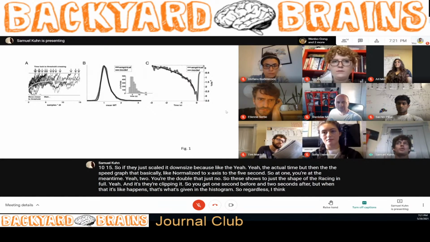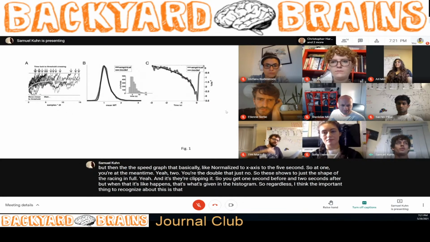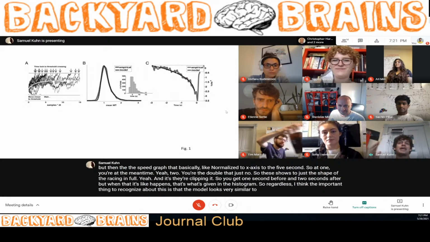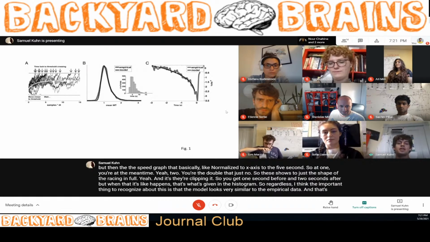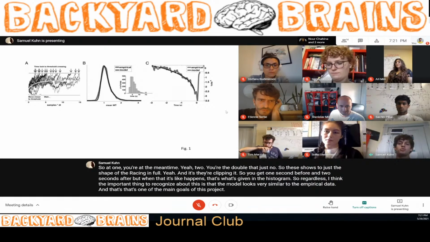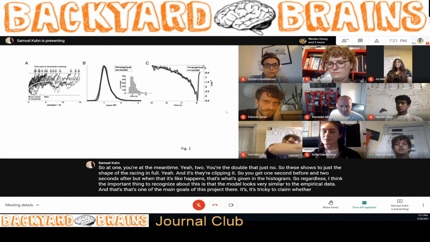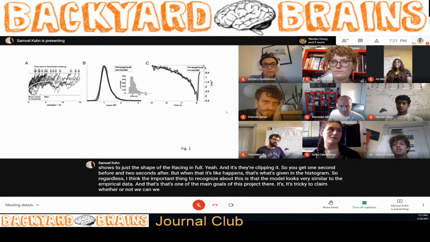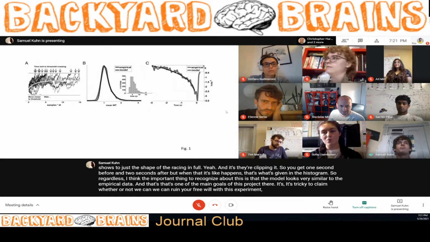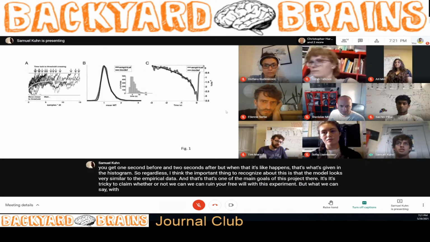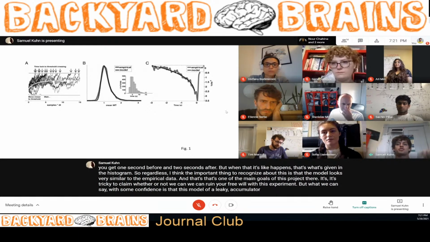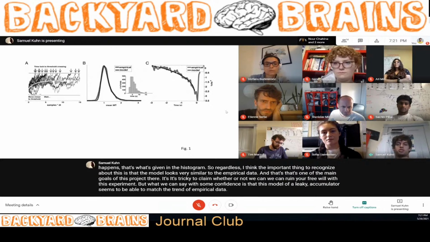It's tricky to claim whether or not we can ruin your free will with this experiment, but what we can say with some confidence is that this model of a leaky accumulator seems to be able to match the trend of empirical data. And again, that's the same thing that's being shown in C. It's just sign reversed. So the model, for some reason, they did in the positive direction. I think that's just because it's slightly more intuitive, but reaching threshold actually is a depolarization, so it's a decrease in voltage.